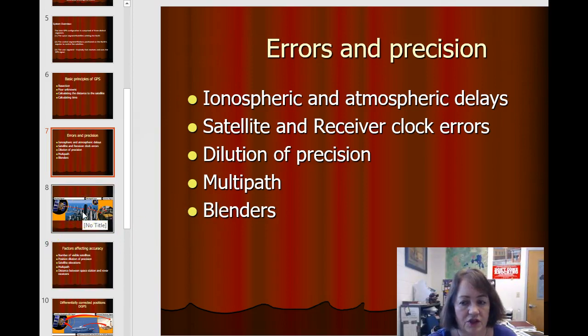So GPS is very accurate and very precise. However, there are some factors that we need to understand in order to use it appropriately and to not assume that we're getting an accuracy or precision that we are not getting at that time.